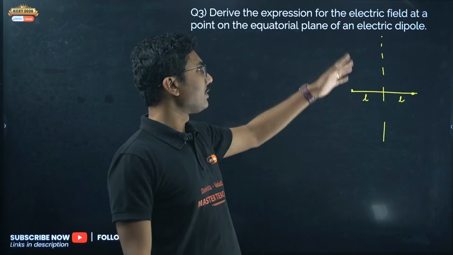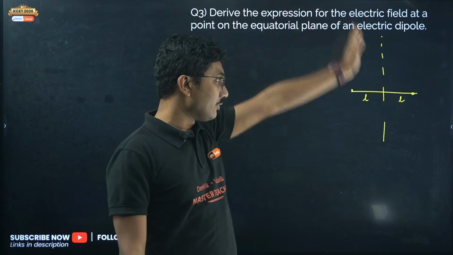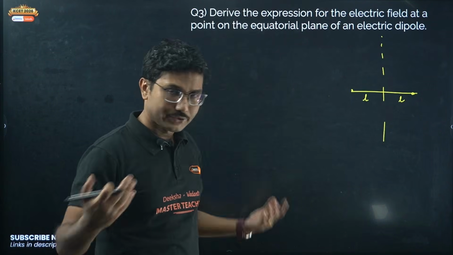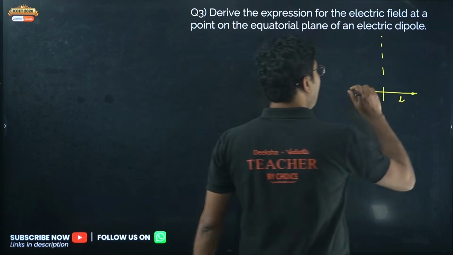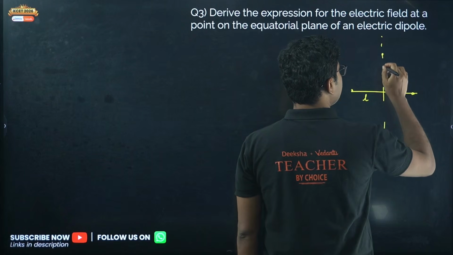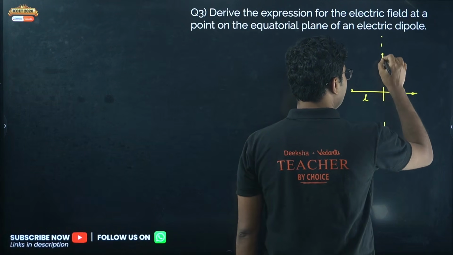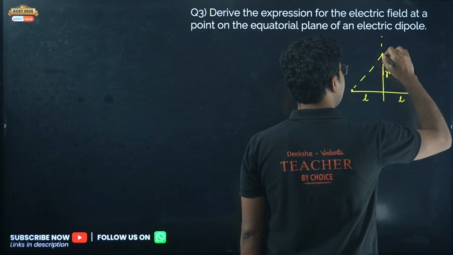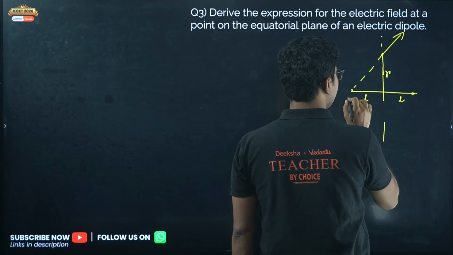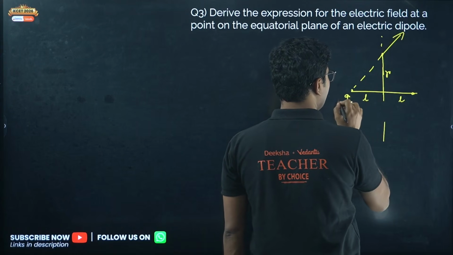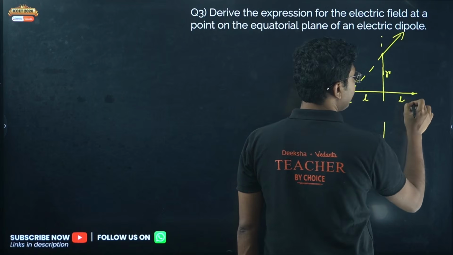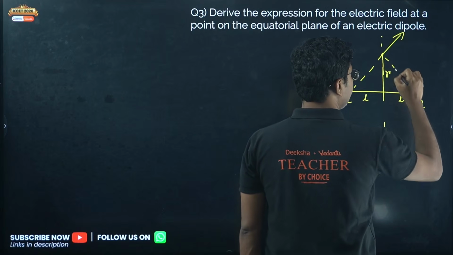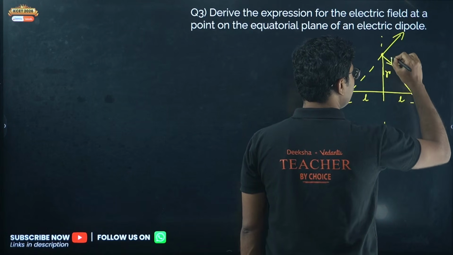Okay, equatorial plane, even though they have mentioned equatorial plane, actually we are taking perpendicular bisector, which are same. Now consider a point P on this line, which is at a distance say R. So we join this and extend. So say this is positive charge, this is negative charge. You have to join this line, and electric field will be along this direction.